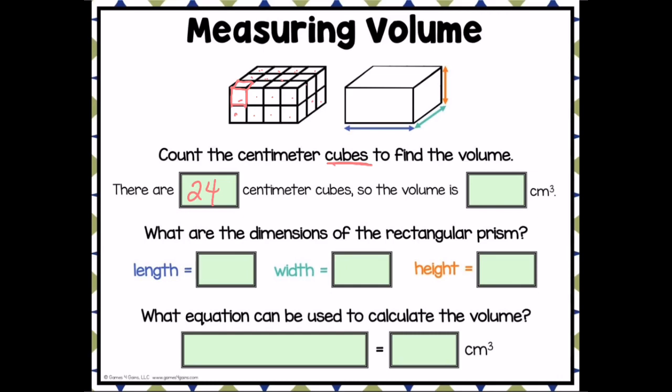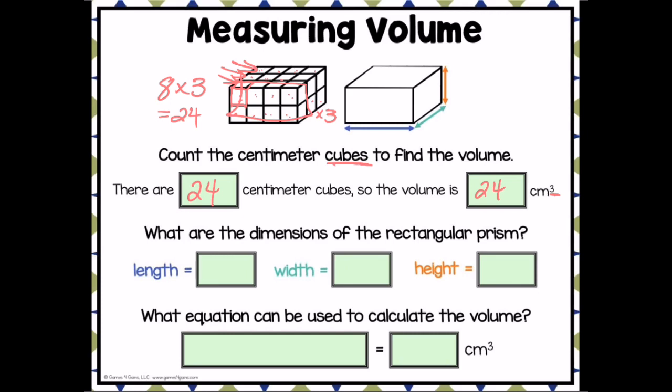How do we know that? I've gone 1, 2, 3, 4, 5, 6, 7, 8. I've gone 8 times, how many rows do we have? 1, 2, 3. So 8 times 3 equals 24. So I can also do that as well, where I'm just counting this row and then multiplying it by 3. So the volume is 24 centimeters cubed. What are the dimensions of the rectangular prism?